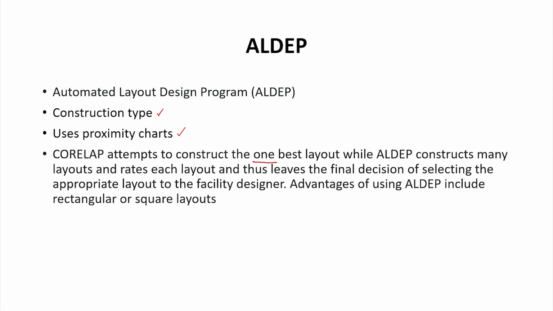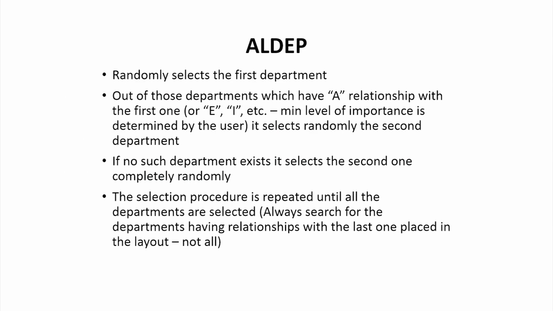But the advantage is you can have any shape of department, whether rectangular or square shapes can be adjusted in this. Let us see the procedure, a very simple procedure. It says that you randomly select the first department, whereas in case of CORELAP we selected a department which has the highest total closeness rating. But ALDEP is more random, random arrangements are there in this, randomly we select the department.